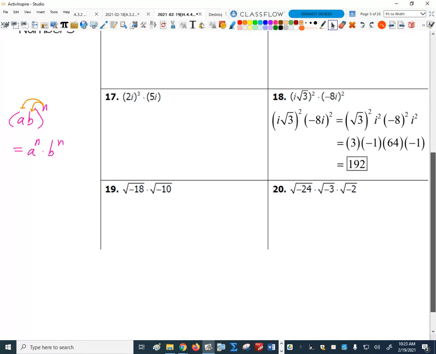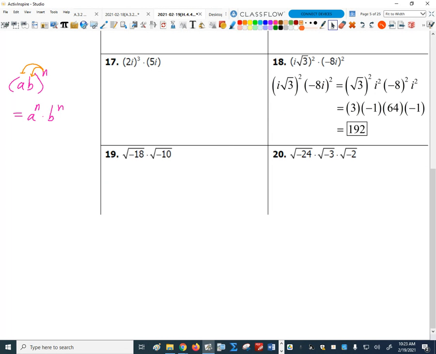So we were going to do number 20. Okay, so number 20 here. There's a bunch of ways I could do this. So one thing I could do is I could split this apart into the square root of -1, which is i, times the square root of 24.